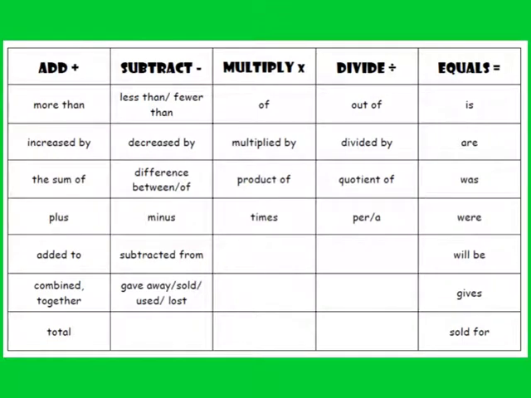This is just a little kind of cheat sheet chart that tells you some key words and what they mean. So more than tells you to add. Of tells you to multiply. Divided by obviously tells you to divide. Is equals. So you can use this as something that could help you.